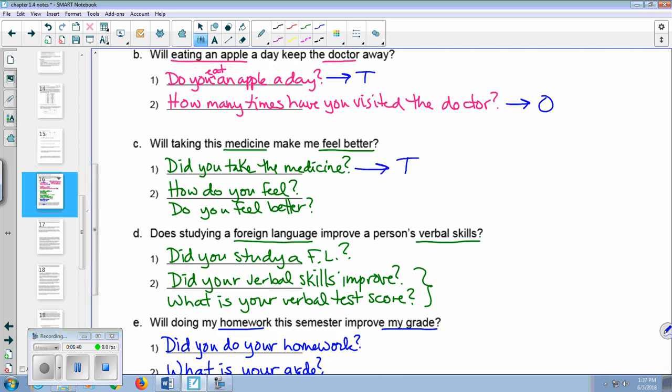All right, number 3, will taking this medicine make me feel better? Medicine is more commonly thought of as treatments. That was a little easier in that sense, but it's still like the previous two in that it's coming first. And we want to know whether or not that has an effect on your health. So whichever way you phrase it, these two things are your treatment and outcome variables.